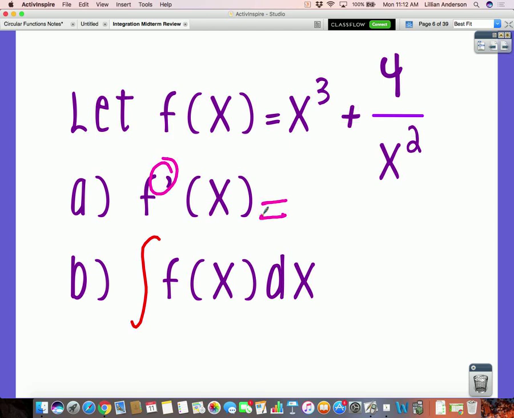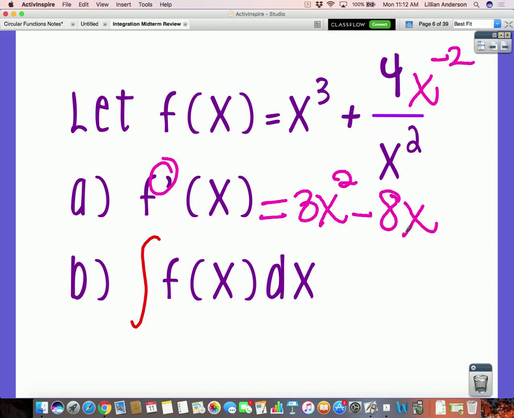It should be minus. So that turns into that. So it should be 3x squared minus 8x to the negative 3. Then you turn that to a positive. That's what that should be.